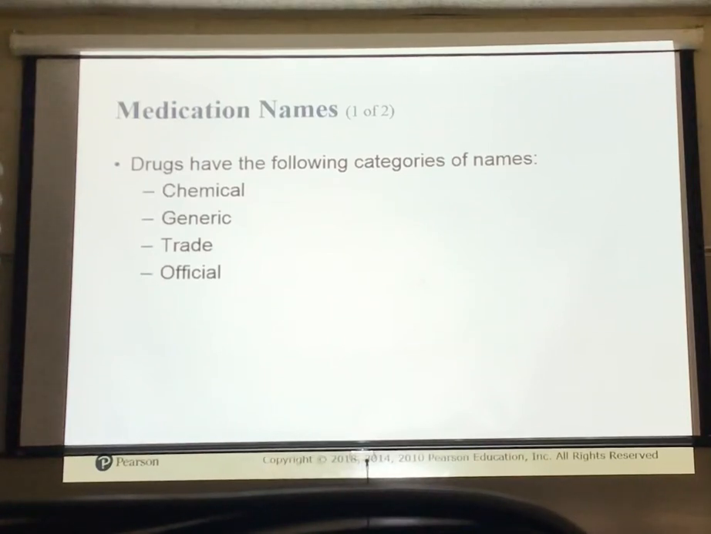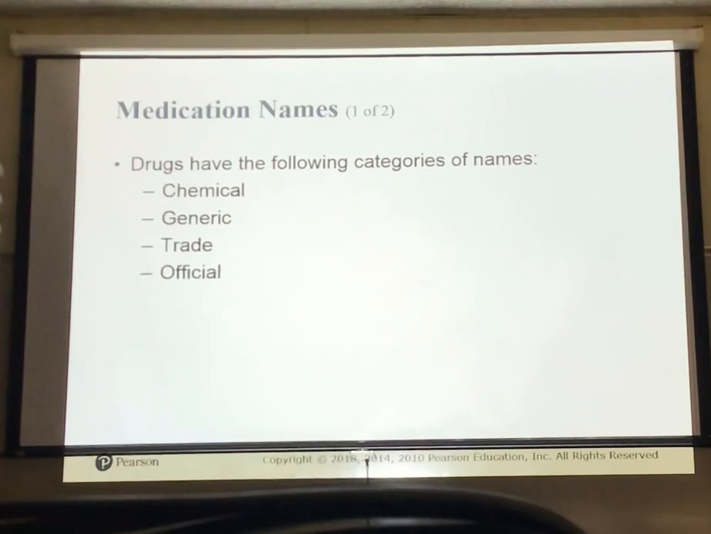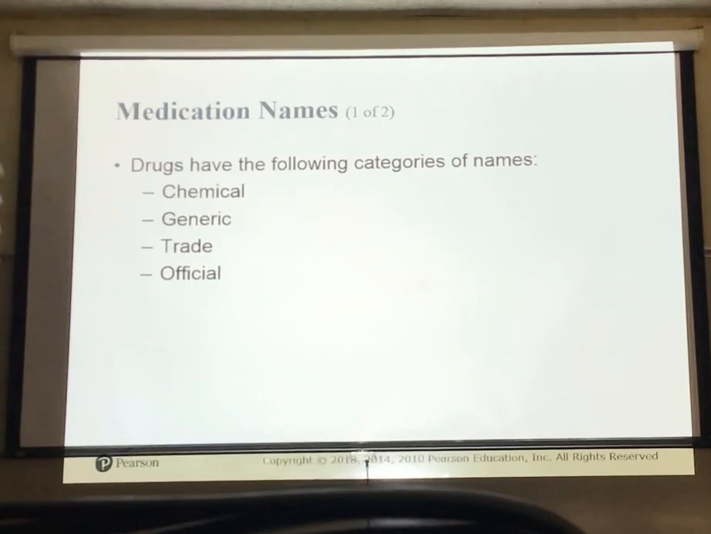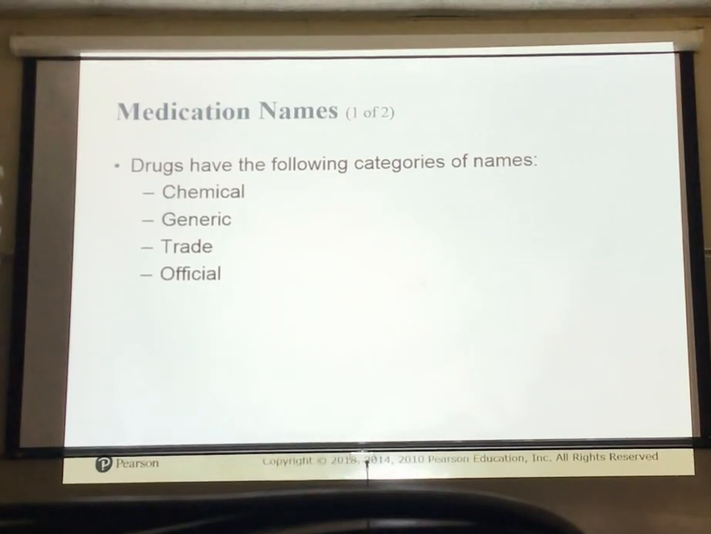So let's talk about medication names. Drugs have the following category of names. Chemical name. The chemical name describes the drug's chemical structure. It's usually the first name associated with that drug. They have a generic name, also referred to as the non-proprietary name. The generic name still reflects the chemical characteristics of the drug, but in a shorter form than the full chemical name. It's the name associated to the drug before it is officially listed and is independent of the manufacturer.